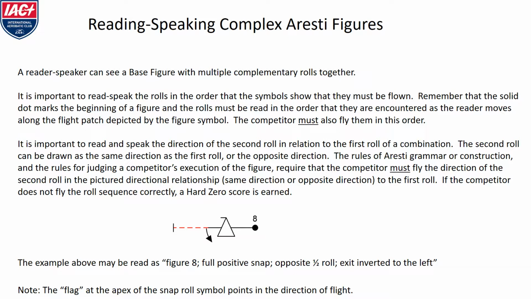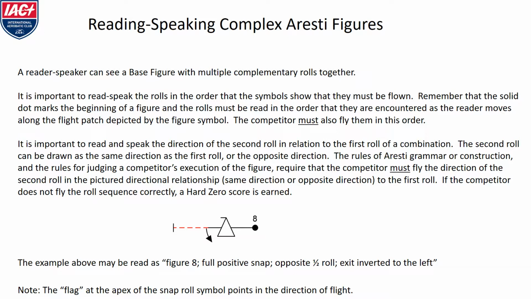It is important to read and speak the direction of the second roll in relation to the first roll of a combination. The second roll can be drawn in the same direction as the first roll, or the opposite direction. The rules of Aresti grammar or construction, and the rules for judging a competitor's execution of the figure require that the competitor must fly the direction of the second roll in the pictured directional relationship, same direction or opposite direction, to the first roll. If the competitor does not fly the roll sequence correctly, a hard 0 score is earned.